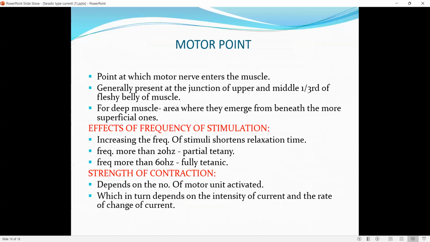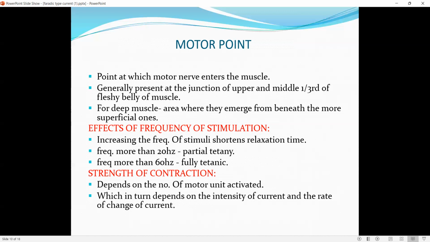Motor point: the point at which a motor nerve enters the muscle, generally present at the junction of the upper and middle one third of the fleshy belly of the muscle. For a deep muscle, it is the area where they emerge from beneath the more superficial one.